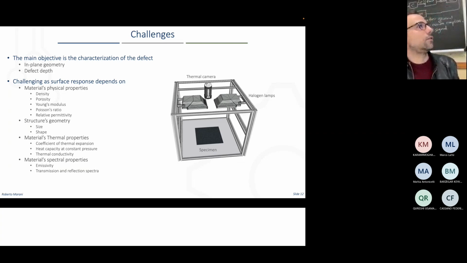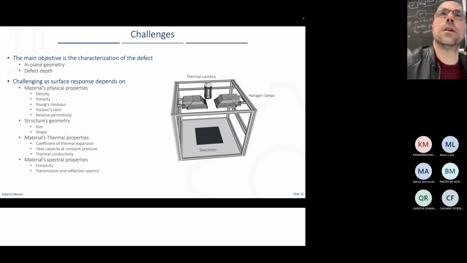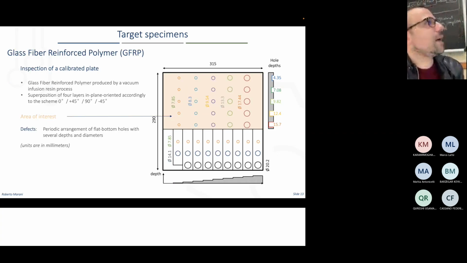So again, another panel that you already saw. Now maybe you are more inside the problem. The objective is to detect the in-plane geometry of our defect, but also characterize, for example, the depth of the defect, because this is the discrimination between repairing or not your finished good. The problem is that the surface temperature response depends on many parameters, many properties typical of our composite material, density, porosity, and so on, but also on the structure's geometry, the thermal properties of the materials, the spectral properties, and of course on your possible defect.